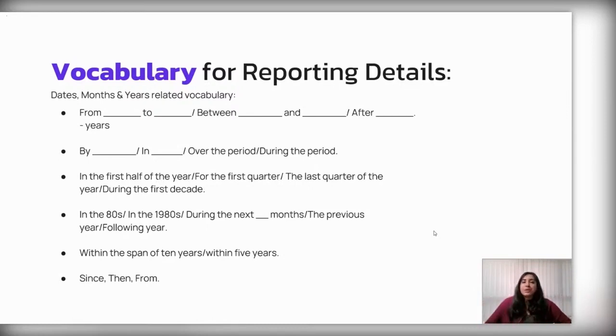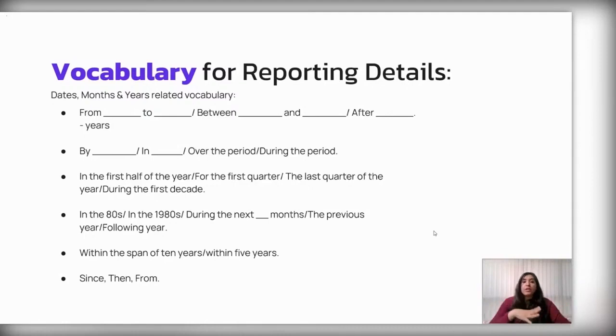All these words, when you hear me say it or when you say it to yourself, it really does have a nice ring to it. And when you see it on paper, it just kind of stands out to the examiner. So, very useful to use this when you're describing dates, months, or years. Again, you can say in the 80s or in the 1980s if you have a year time frame of the 80s. And then during the next so and so number of months, or the previous year or following year, you can say.